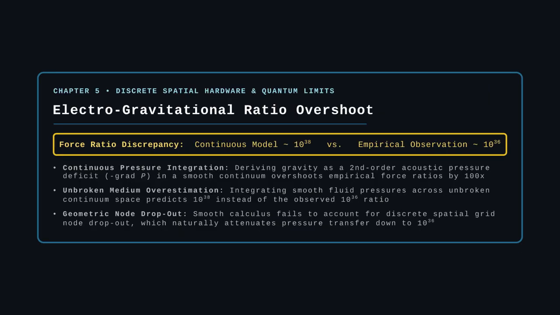Third, the electrogravitational ratio overshoot. When continuous models derive gravity as a second-order fluid pressure deficit, where gravitational force is proportional to negative grad p, integrating smooth fluid pressures across an unbroken spatial continuum overshoots the empirical electrogravitational force ratio, 10 to the power of 36, by roughly 2 orders of magnitude, predicting 10 to the power of 38. This occurs because smooth calculus fails to account for the geometric node dropout that occurs across a discrete spatial grid.